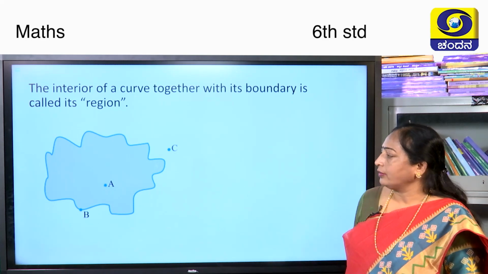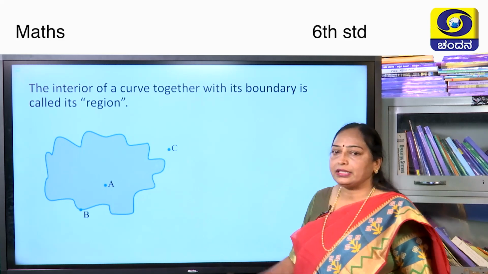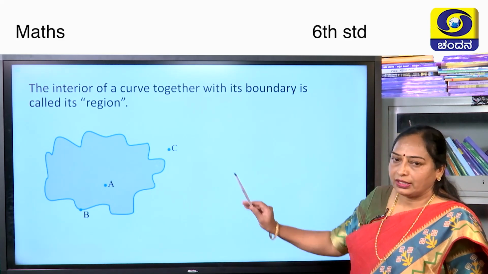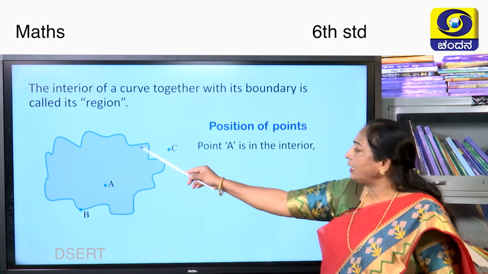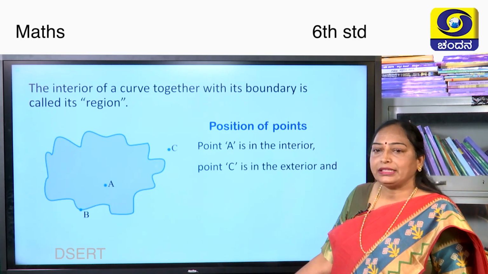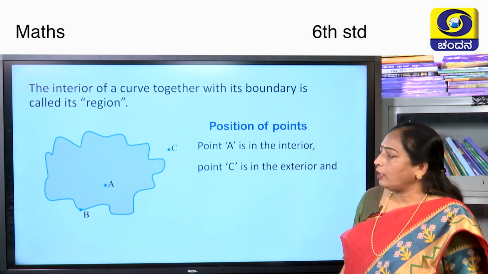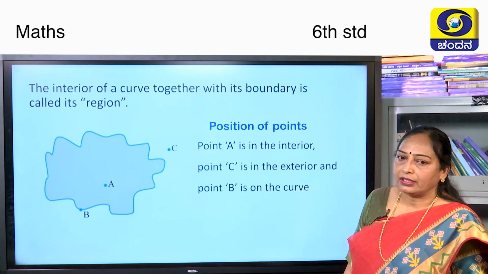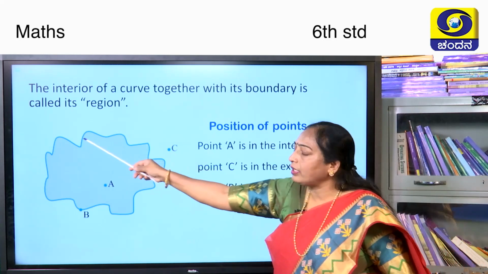Look at this figure. There are 3 points, point A, B and C. Now let us discuss the position of the points in the closed curve. The point A is situated inside, in the interior of the curve. The point C is in the exterior of the curve. The point B is on the boundary. You will say it, point B is on the curve.